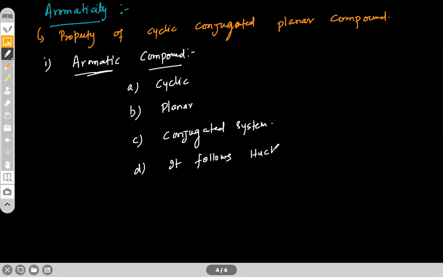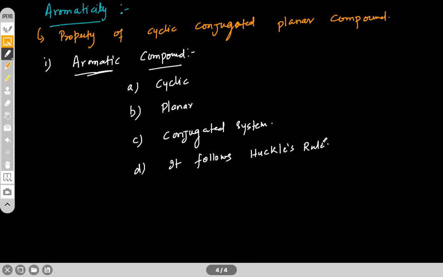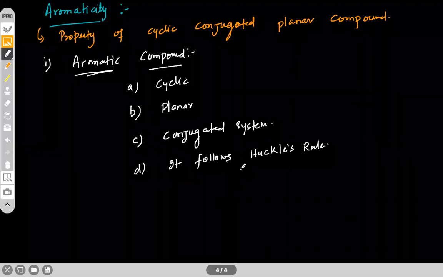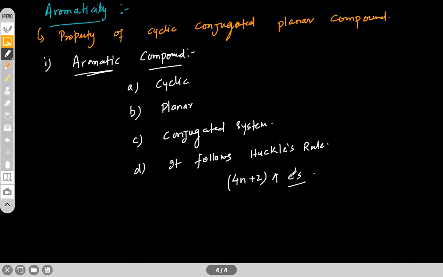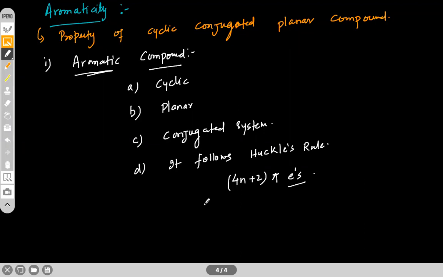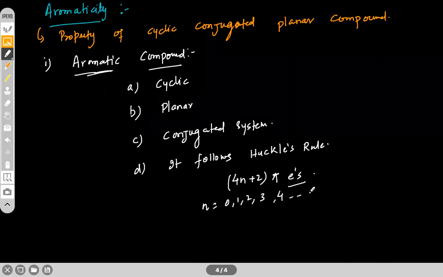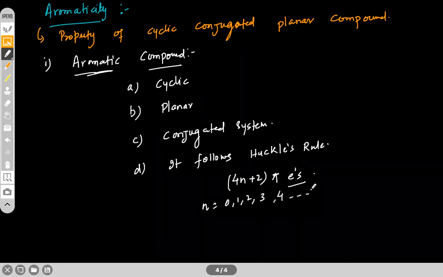Huckel's rule. Huckel's rule is what? According to this, the system should have 4n plus 2 pi electrons. Means the number of pi electrons should be 4n plus 2, where n is any number, 0, 1, 2, 3, 4, and so on.